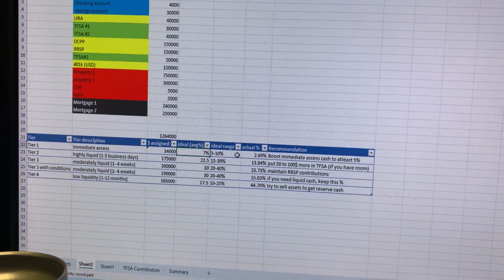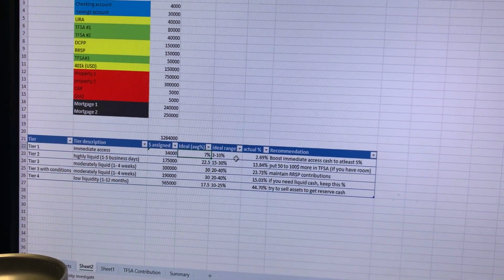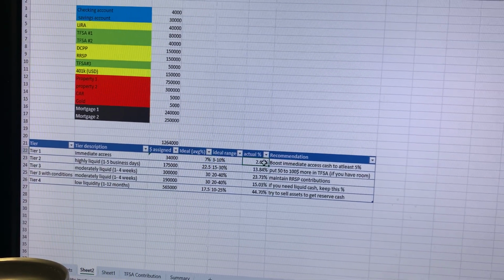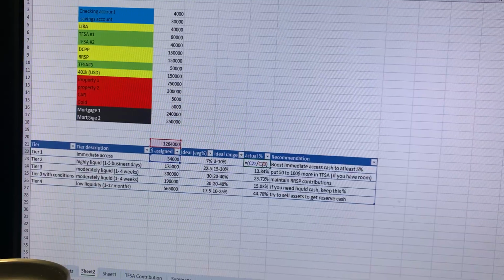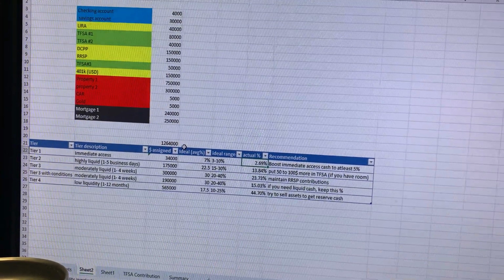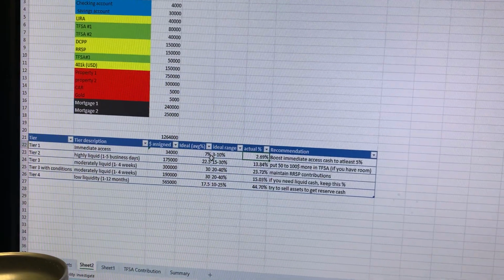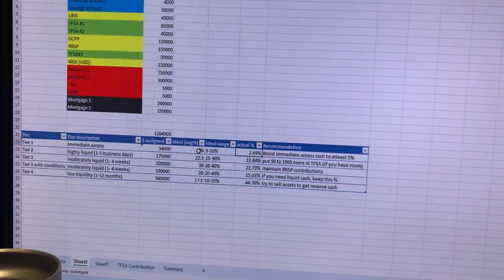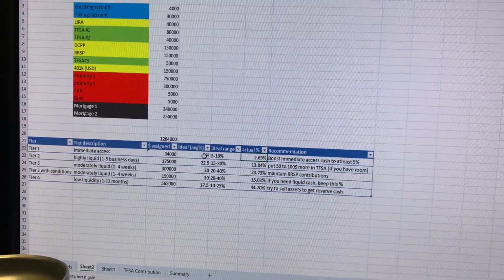Ideal range for that is, sorry, actually that's not 7%, that's 2.69% is the actual number there, that divided by the total net worth. Ideally, you would like to have around 3 to 10%, so roughly in the middle. 7% is what the average would be.